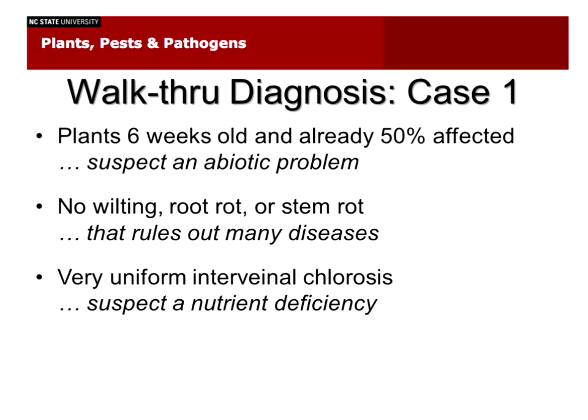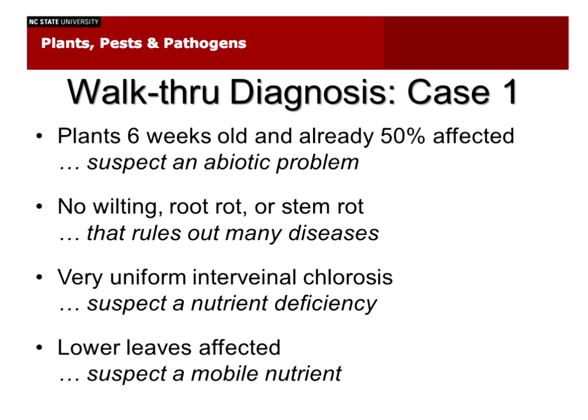And that is that this interveinal chlorosis, we call it, this yellowing between the veins, is very uniform. It's not irregular across the leaf, but extremely uniform, which makes us wonder, do we have some kind of a nutrient deficiency? And since the lower leaves were affected first, we suspect it's a mobile nutrient. Remember that the plants are able to mobilize certain things, like nitrogen, out of the lower leaves and move them up into the new growth. So mobile nutrients produce symptoms first on the lower leaves.